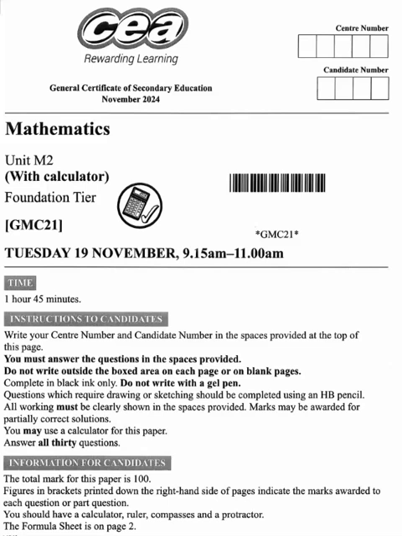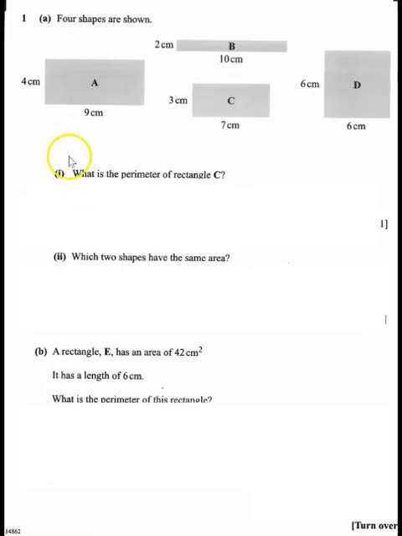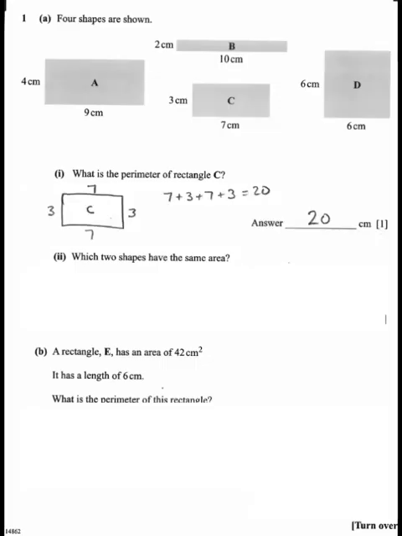So this paper is November 2024, Unit 2. So the first question, it says, what is the perimeter of rectangle C? So you can see the rectangle C has got 3 and 7 there. So what I've done is I've drawn a sketch of the rectangle. So you can see the lengths are 7 there and 3 and 3. And all we do is add all the outside up, which we have here, which is equal to 20.